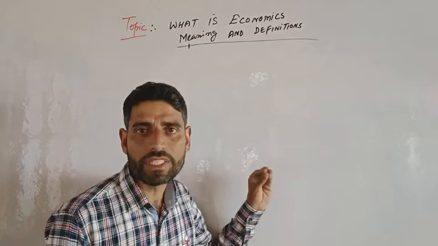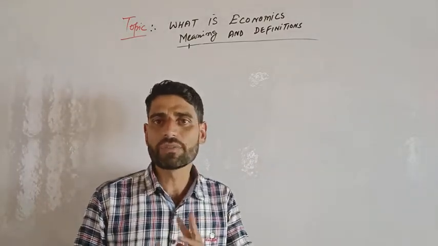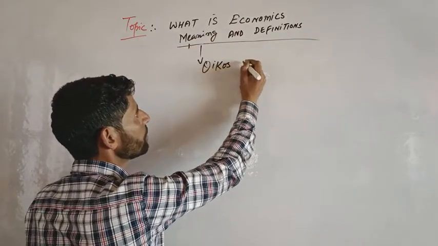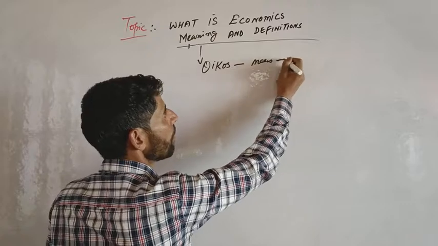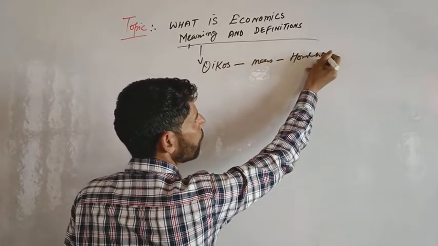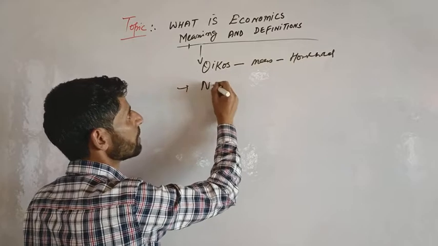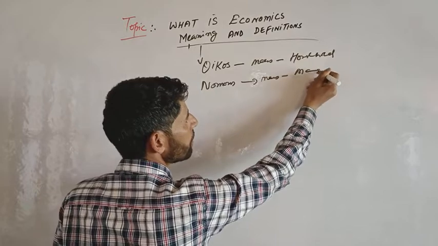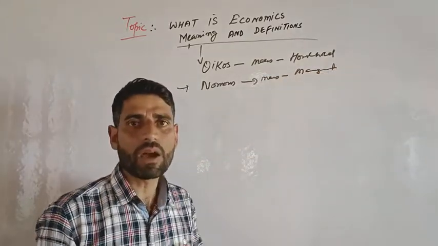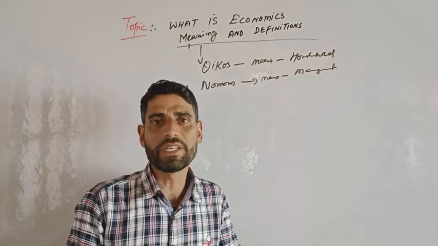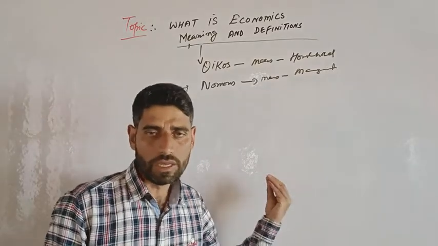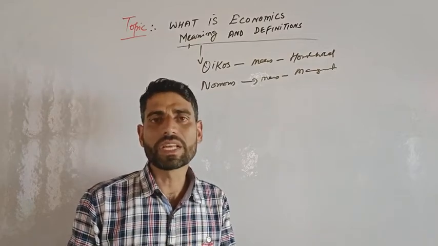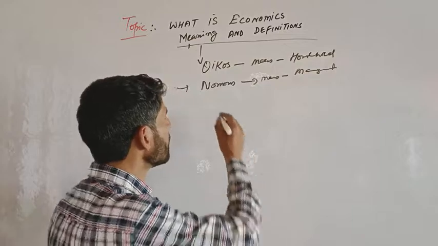The word economics is derived from two Greek words: oikos, which means household, and nomos, which means management. So in simple words, we can say that economics means household management. Economics is a social science concerned with production, distribution, and consumption of goods and services.